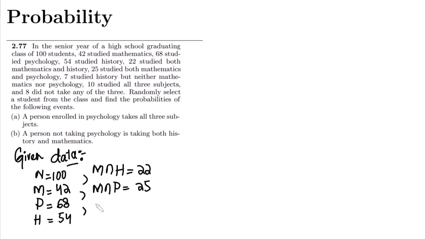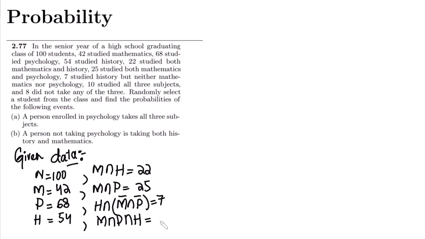So history and neither mathematics, so this is a complement, nor psychology. So nor psychology, so a complement here as well. So this is 7. And 10 studied all 3 subjects. So the 3 subjects are mathematics and psychology and history. These are how much?